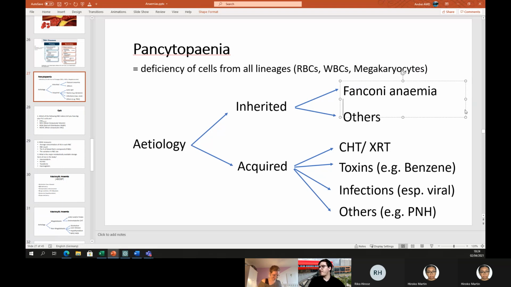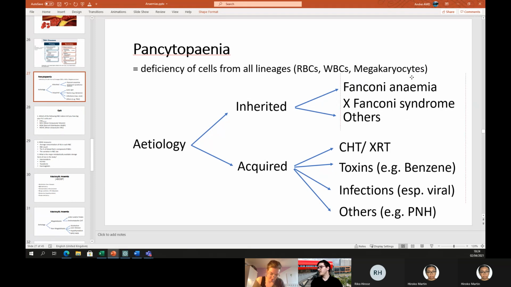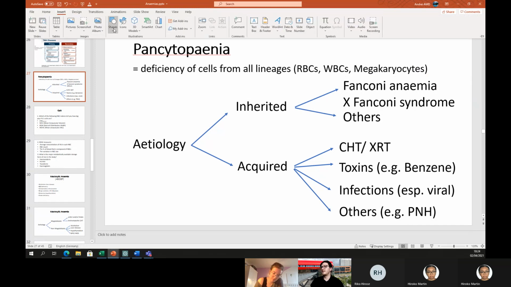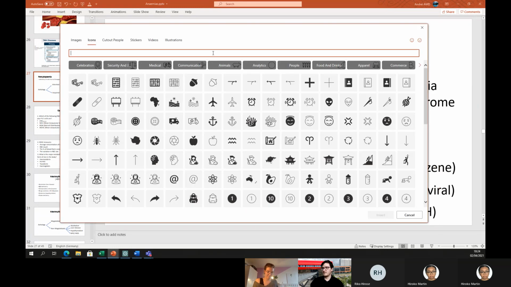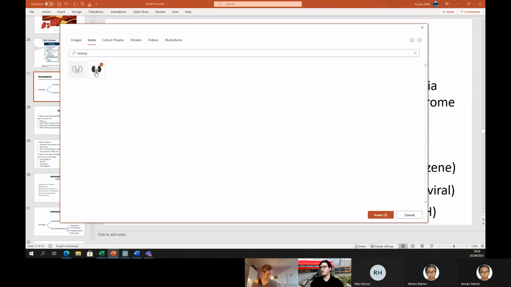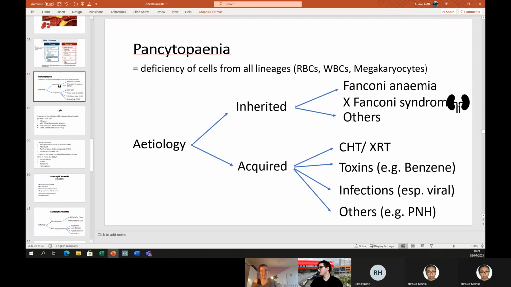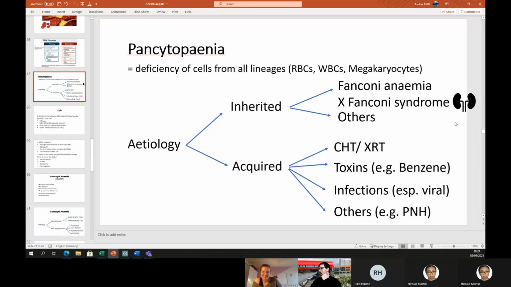It's important to differentiate Fanconi anemia from Fanconi syndrome. It's completely different, and you can easily mix it up, which is why I'm mentioning it here. Please don't mix it up. Fanconi anemia causes pancytopenia. Fanconi syndrome has to do with the kidney. So Fanconi syndrome right here, you have the kidney, right? So don't mix it up, or obviously it might happen. Please just try to avoid it.